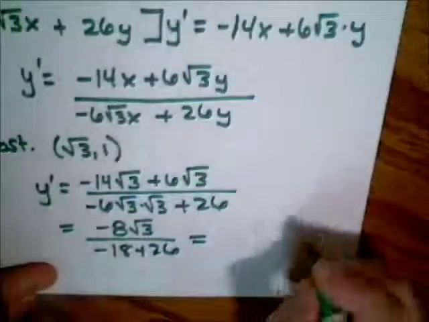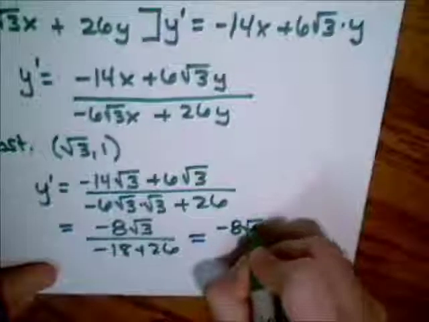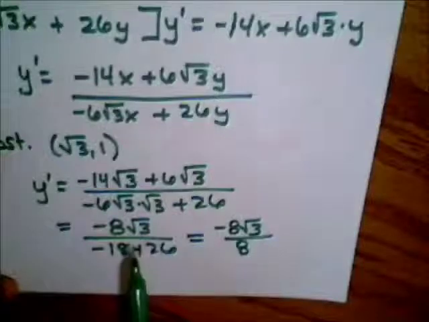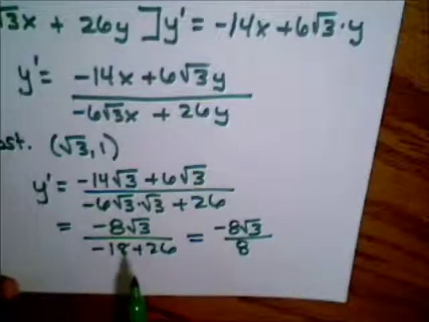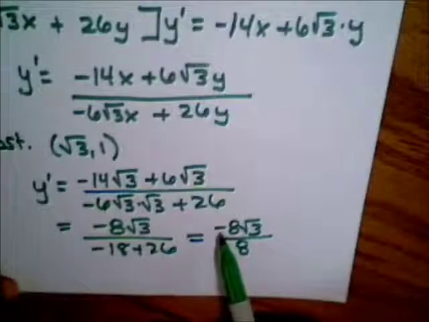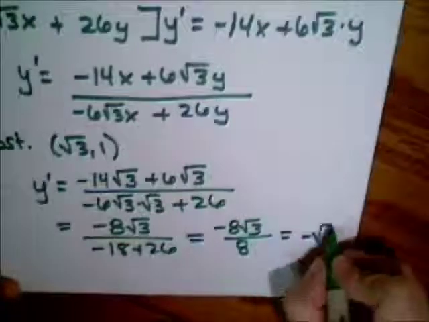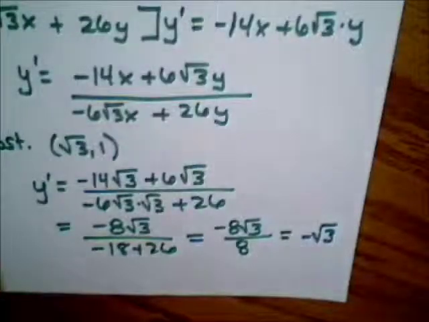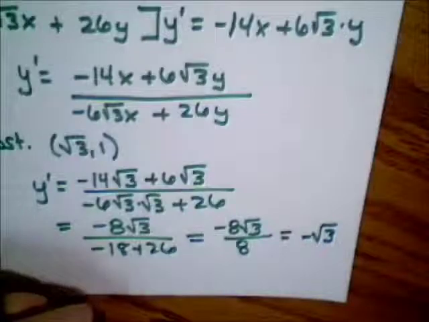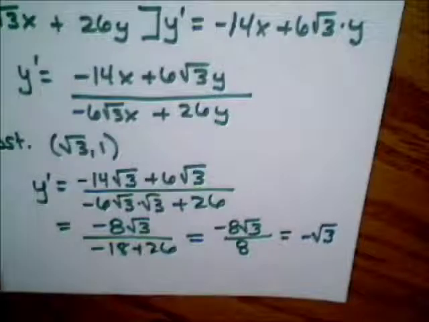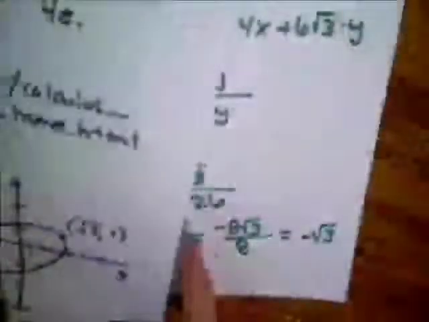And it's not a very pretty number. Yeah, what do we mean by pretty, right? But simplified, we get the ratio negative 8 square root 3 over 8. Double check. And that will simplify to an irrational number, negative square root 3. Okay. So if y prime is negative, that tells me that the function should be decreasing near that ordered pair, or at that ordered pair.